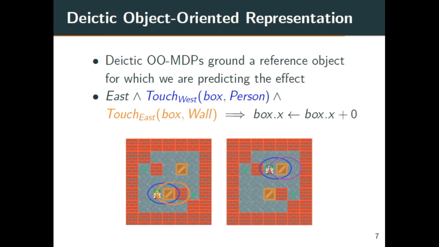In the work presented here, the authors introduced the notion of deictic OOMDPs, and the key idea is to allow for the grounding of the reference object for which we are trying to predict the effect. Therefore, we can ground the box object adjacent to the person and remove the ambiguity that previously existed.